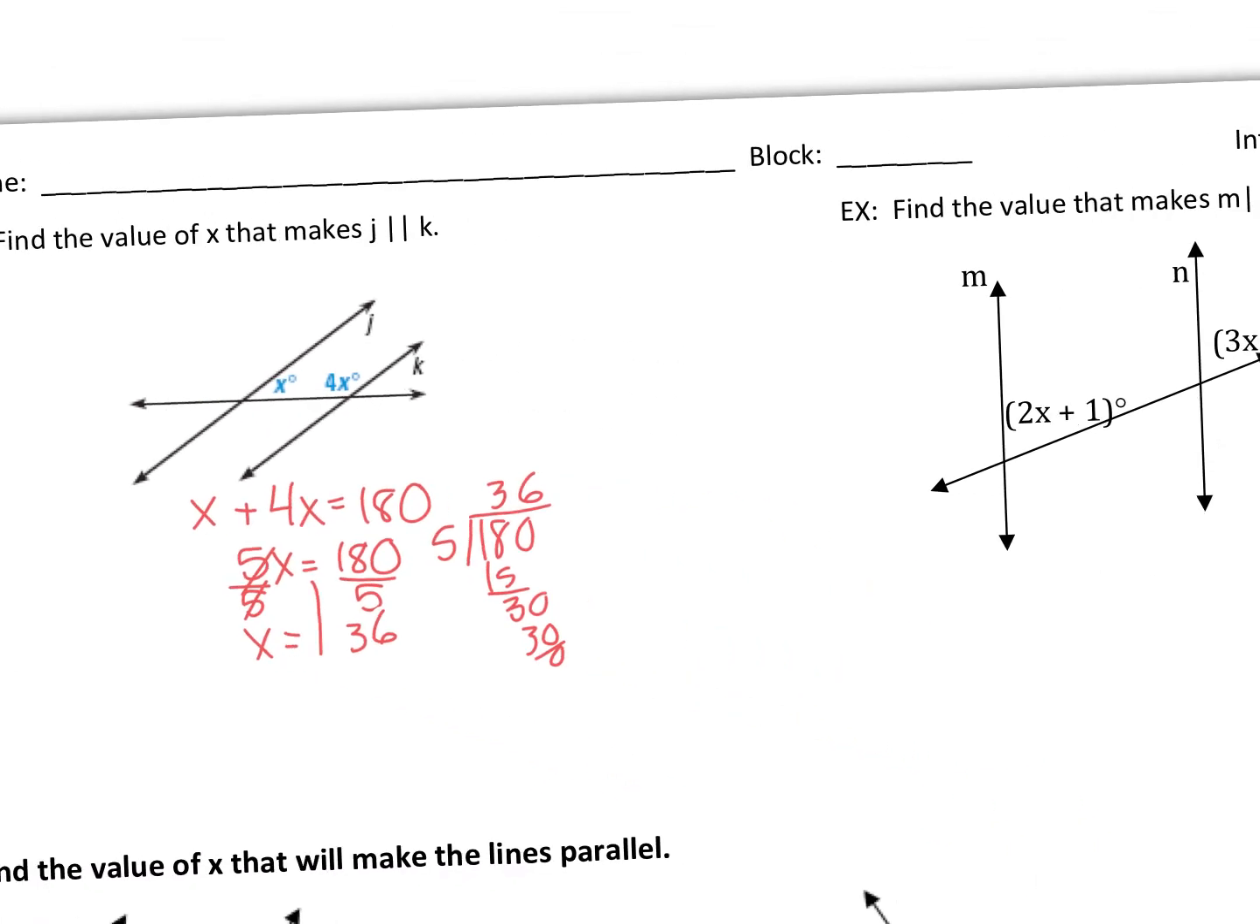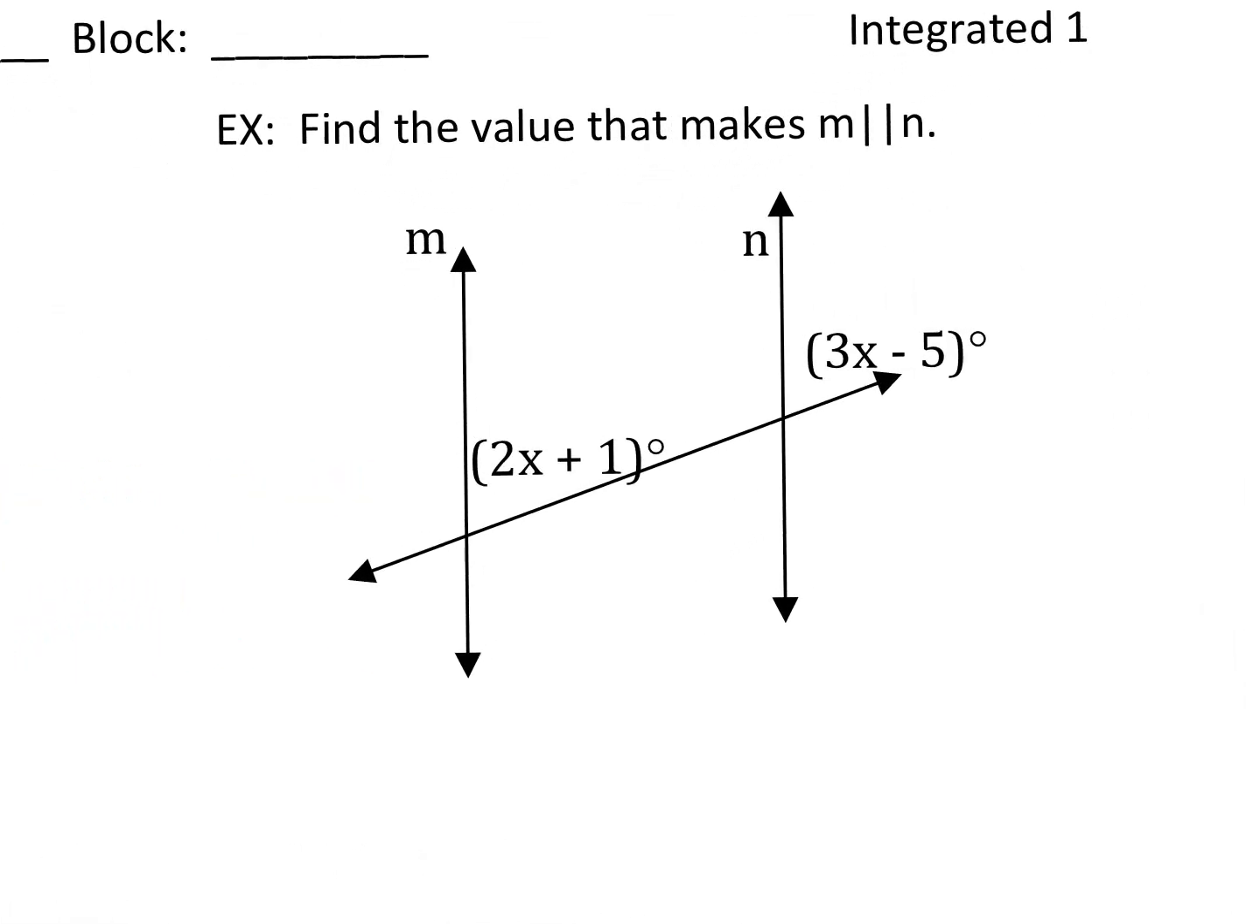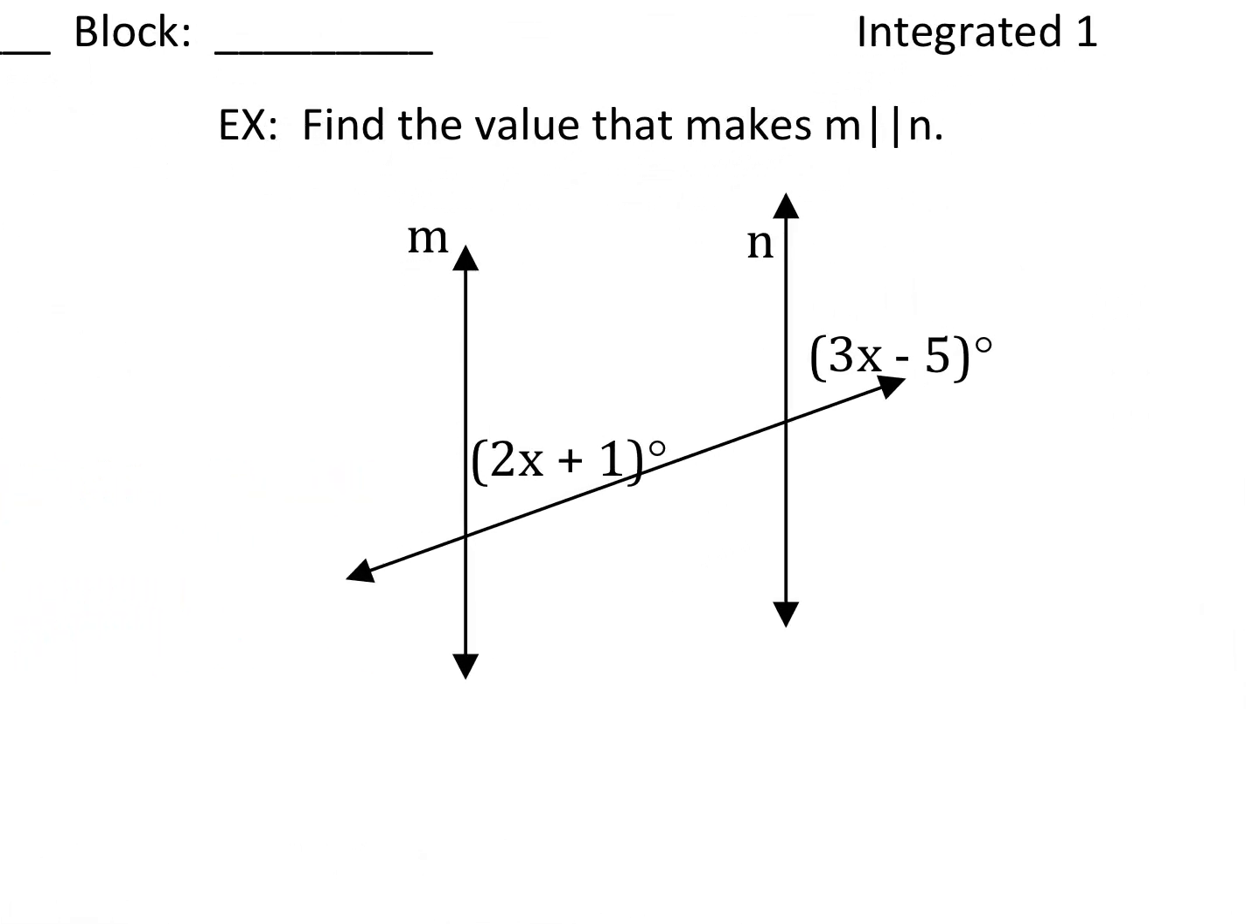All right, next one. Again, the name of the game on all of these is what kind of angles do we have? Here's an angle. Here's an angle. These lines are not parallel yet, but we're going to make them parallel by making these angles relate. Well, those sure look to me like corresponding angles. Corresponding angles, cool. And I need those to be congruent. 2x plus 1 better be equal to 3x minus 5.